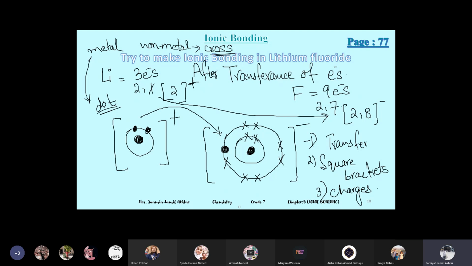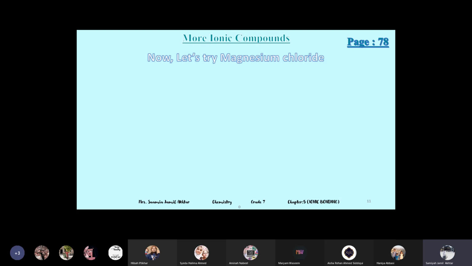Now let's try the other one. Magnesium chloride. Let's try magnesium chloride, and you girls will draw with me. The online girls also, please focus.